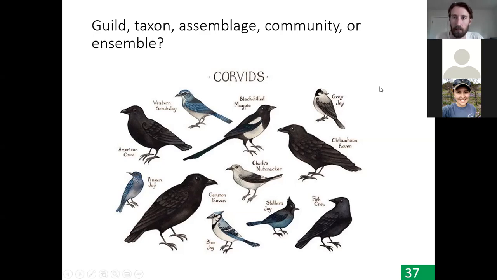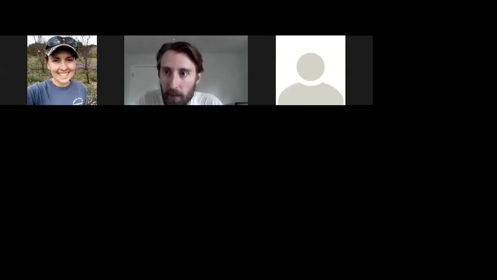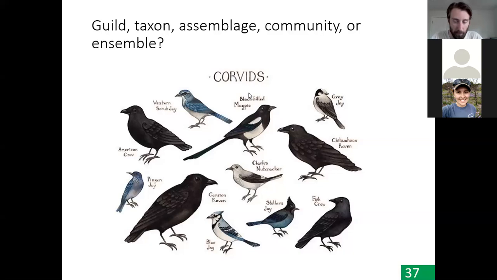All right, I am not seeing anything popping up in the chat. Let me just stop and make sure. Yeah, don't see anything. But anyway, this would be a taxon. So these birds are all members of the same phylogenetic group, the family Corvidae. Doesn't say anything about where they live or the kinds of resources they're eating. So we would call this a taxon.